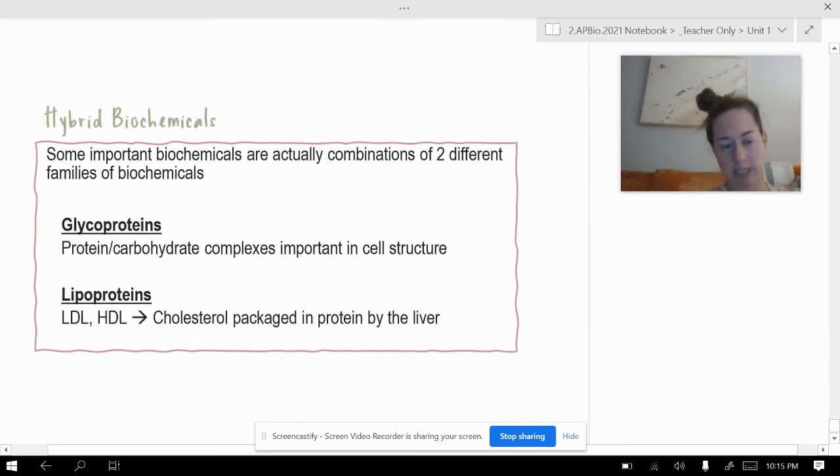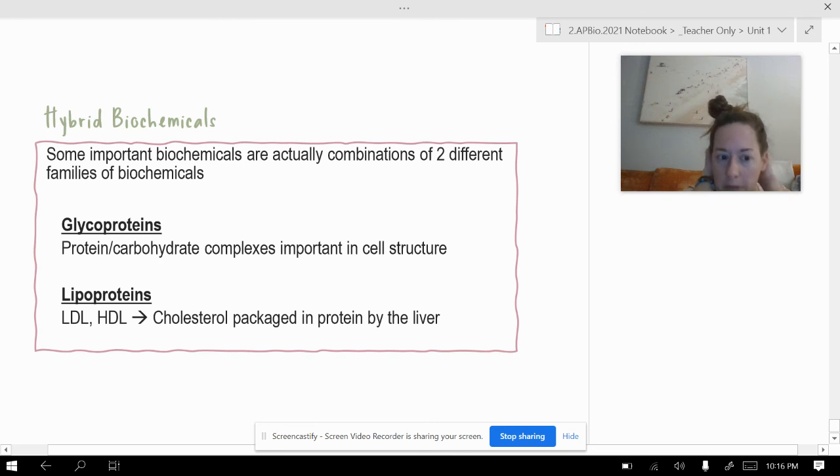Okay, last thing, I promise. There are some biochemicals that are combos of two different groups. Two examples of that that are important for us are glycoproteins. Glycoproteins are important for the cell membrane. They are signaling molecules. So they are actually the reason that your blood type is whatever it is. If you're A, it's because you have A glycoproteins on your red blood cells. If you're AB, you have both A and B. And if you're O, you have no glycoproteins. But it's basically just a protein with a sugar sticking off the top.